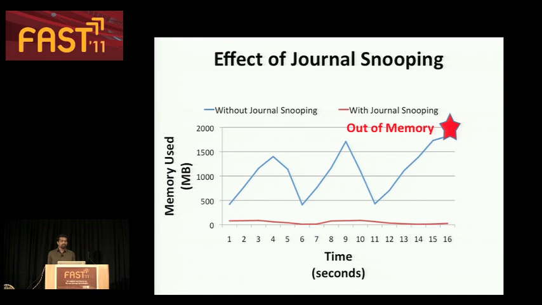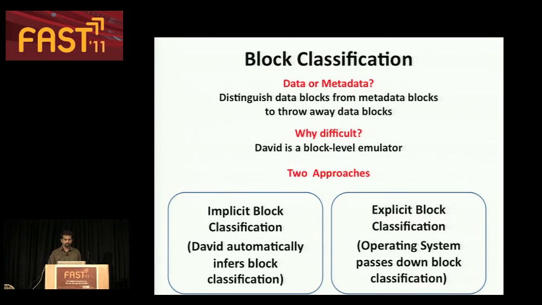Here is a graph that shows the memory usage with and without journal snooping. The x-axis is time in seconds, and the y-axis is memory used for a typical benchmark. The blue line shows the memory consumption without journal snooping, which is in the order of hundreds of megabytes. And as you can see, the system can go into out of memory state for some workloads. With journal snooping, however, the memory resources needed are less than 100 MB, and this works well.